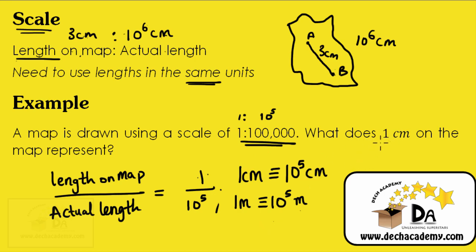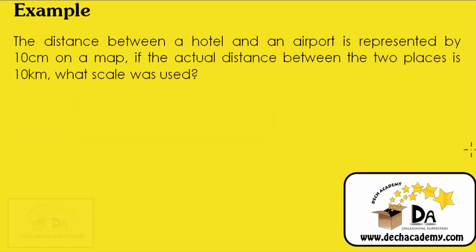So the answer to the question, what does 1 centimeter on the map represent, is simply 10 to the 5 centimeters in real life. And you know that 10 to the 5 centimeters is equal to what in meters? Well, 100 centimeters is equal to 1 meter. So I can obtain the value in meters because the centimeter cancels out. So I have 10 to the 5 times 1 meter divided by 100, which gives 10 to the 3 meters, so 1,000 meters. So 1 centimeter on the map represents 10 to the 5 centimeters in real life, which is the same thing as 1,000 meters.